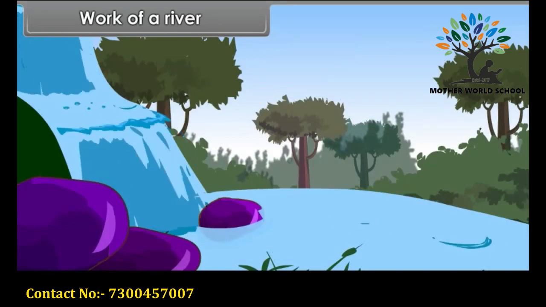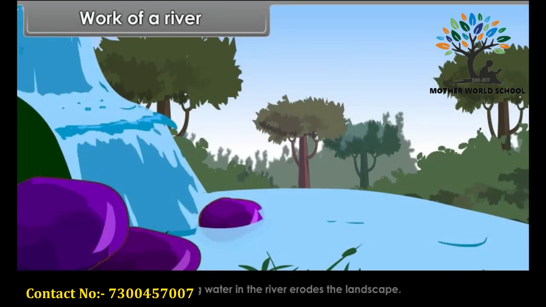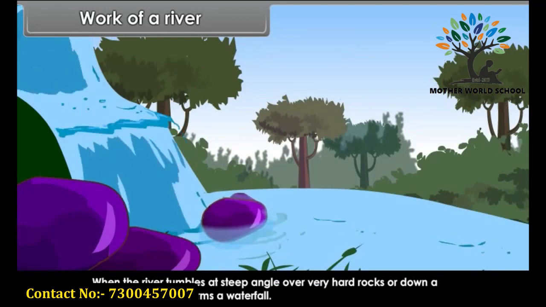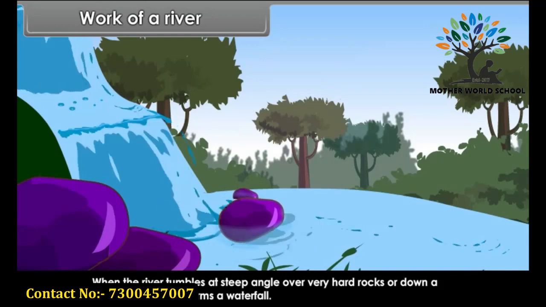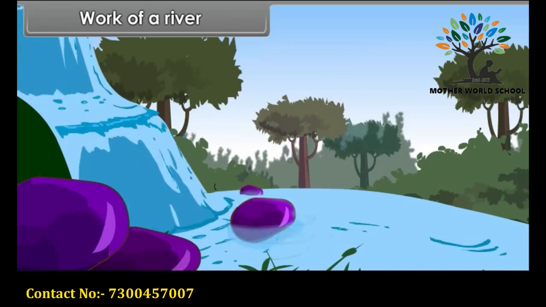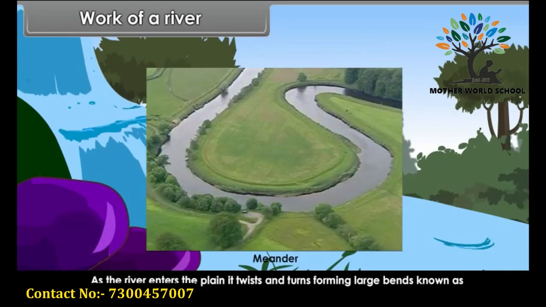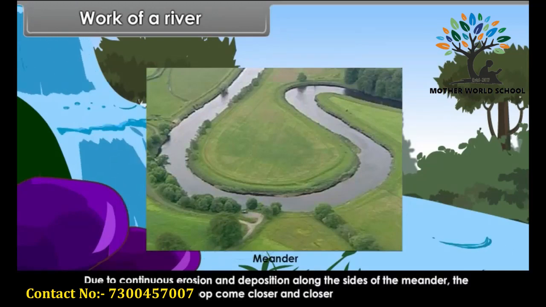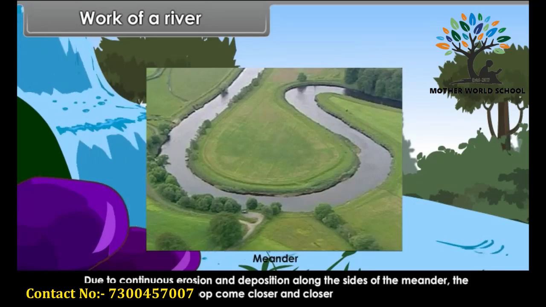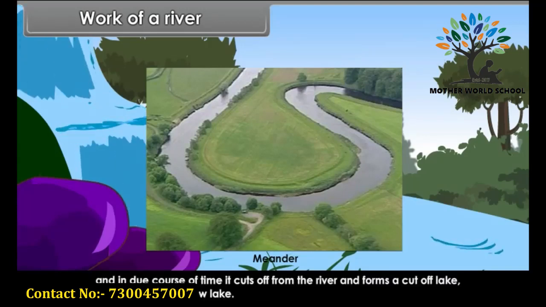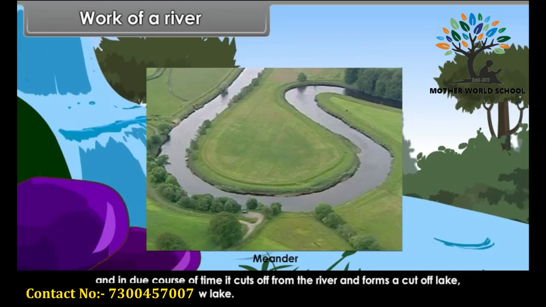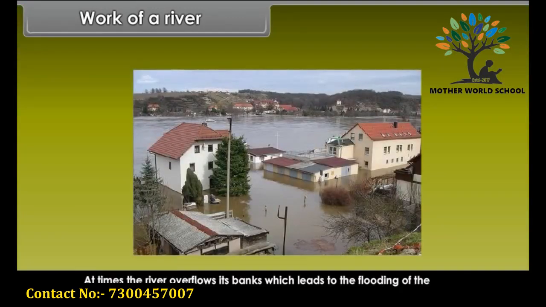Work of a river. The running water in the river erodes the landscape. When the river tumbles at a steep angle over very hard rocks or down a steep valley side, it forms a waterfall. As the river enters the plain, it twists and turns, forming large bends known as meanders. Due to continuous erosion and deposition along the sides of the meander, the ends of the meander loop come closer and closer, and in due course of time, it cuts off from the river and forms a cut-off lake, also called an oxbow lake. At times, the river overflows its banks, which leads to the flooding of the neighboring areas.